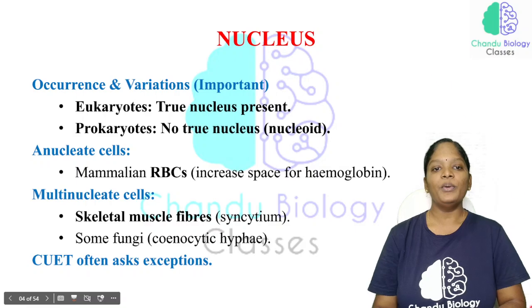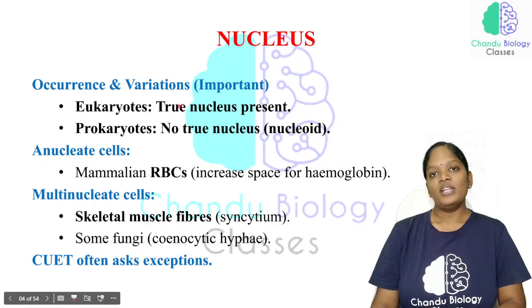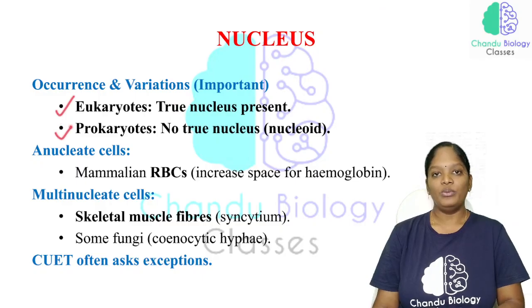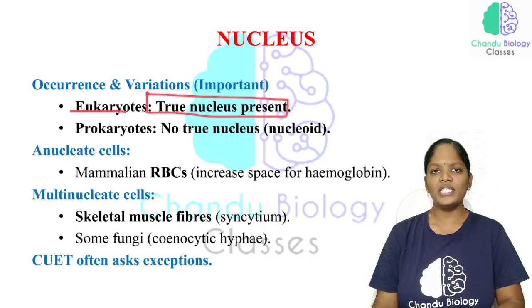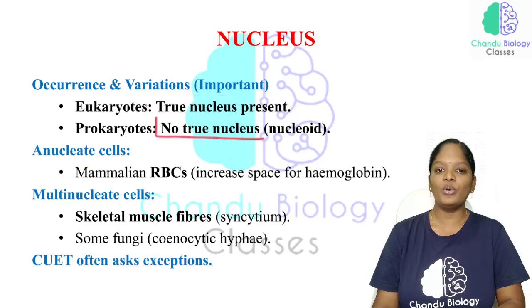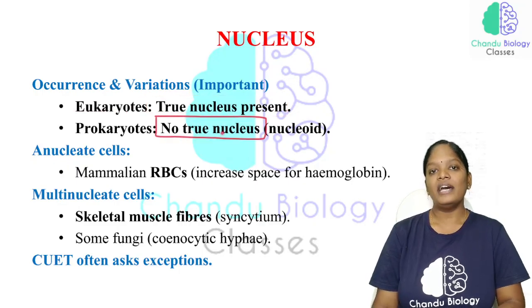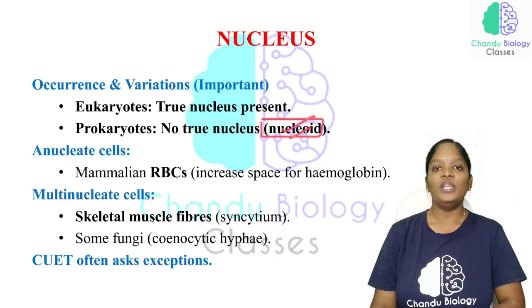Okay, so what is the difference between the nucleus present in prokaryotes and in eukaryotes? In eukaryotes, a true nucleus is present. In prokaryotes, no true nucleus is present. As it is not a true nucleus, we call this segment a nucleoid.